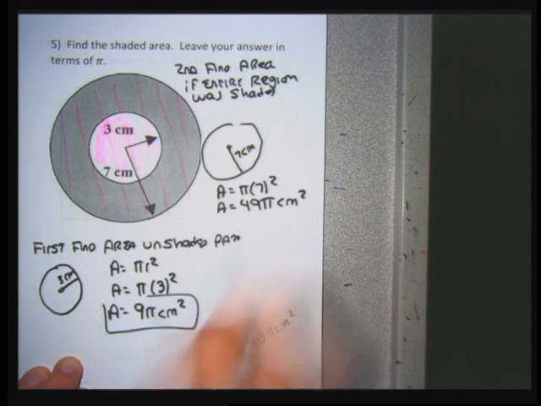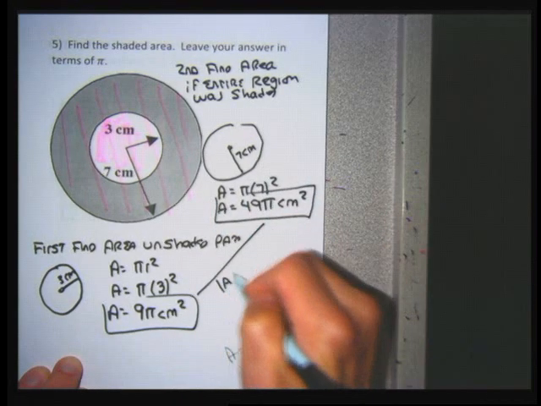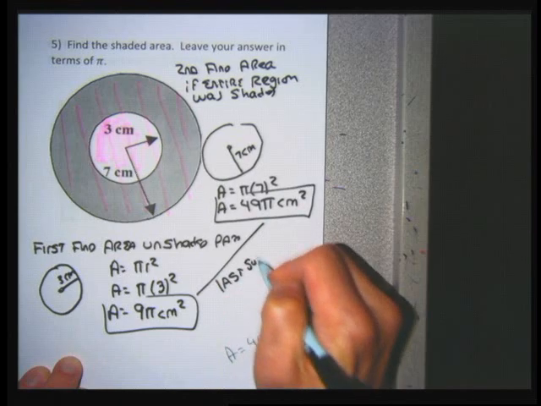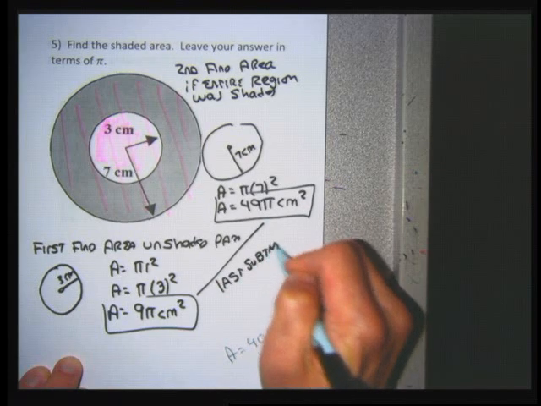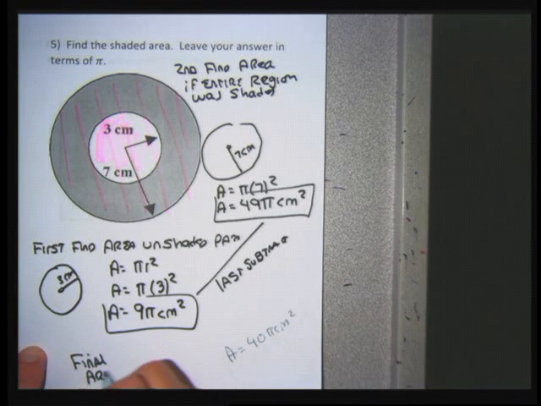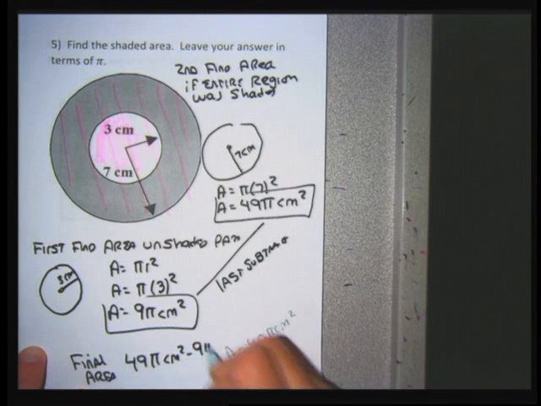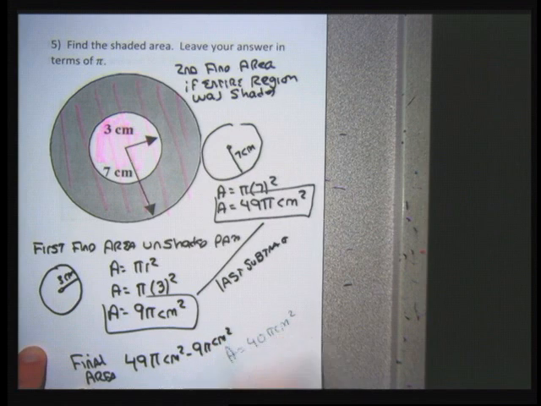The last thing I need to do is subtract these. So you subtract the bigger number minus the smaller number. So the final area that I need is going to be the 49 pi centimeters squared minus the 9 pi centimeters squared. And the pi centimeters squared part won't do anything. It's going to stay the same.